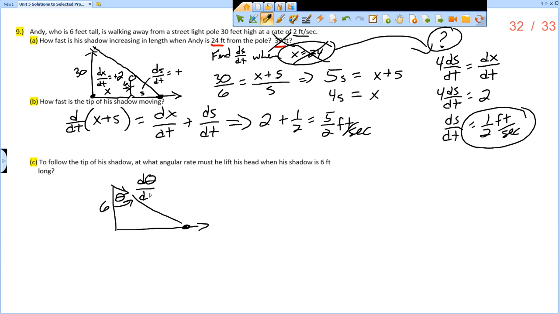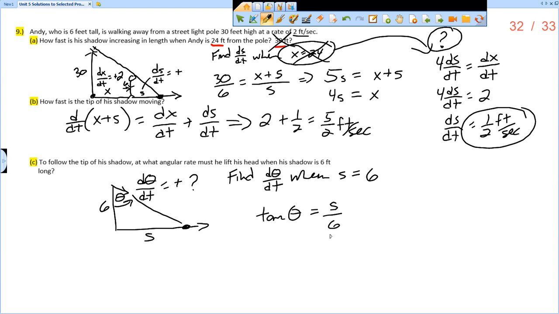So there is a d theta/dt, which is some positive value that is unknown. We have the length of his shadow, which is changing, so we'll call that s. What are we trying to find? We are trying to find d theta/dt when s is 6. So how are theta and s related? With a tangent ratio, we can say that the tangent of theta is s over 6.